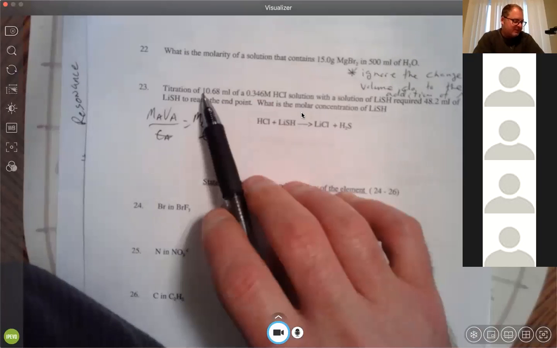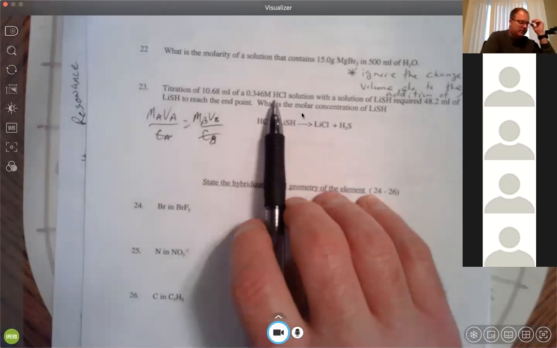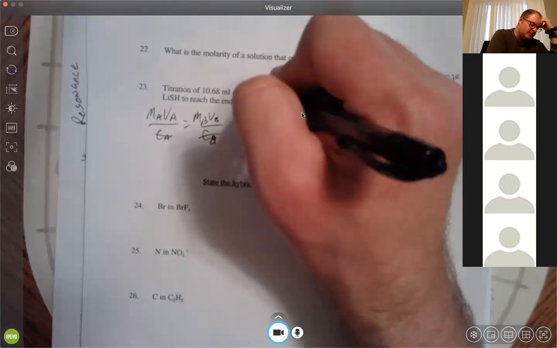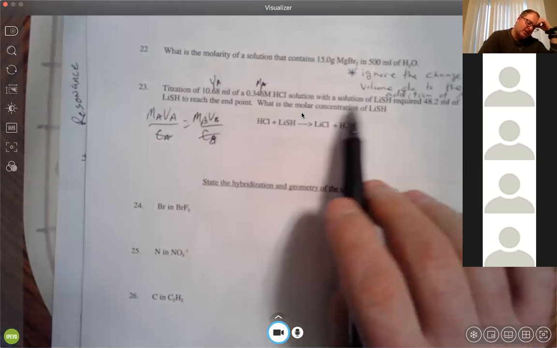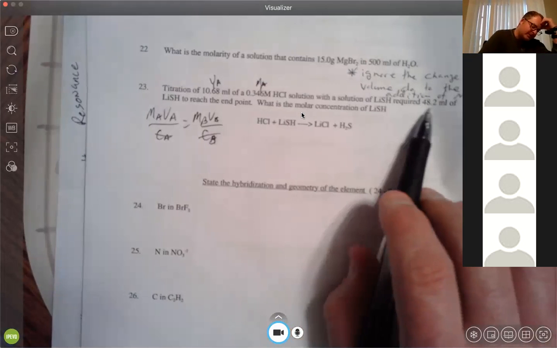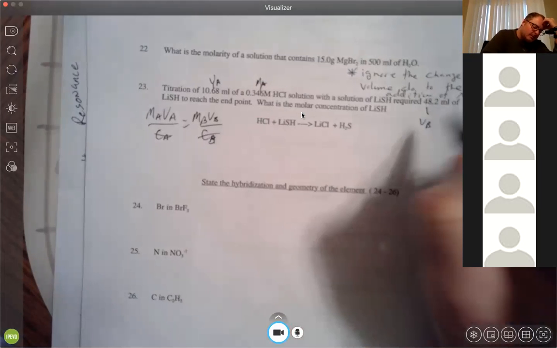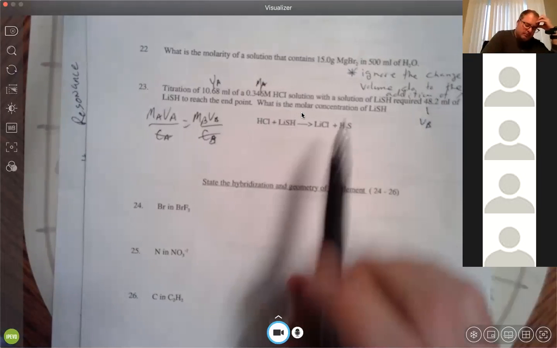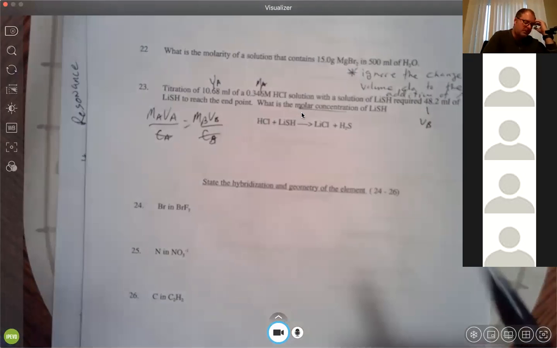So we have the titration of 10.68 milliliters of 0.346 molar HCl. So this is my Ma. With a solution of LiSH, it required 48.2 milliliters. And that is my Vb. So we're looking for the Mb, or the molar concentration of the LiSH. You plug that in.